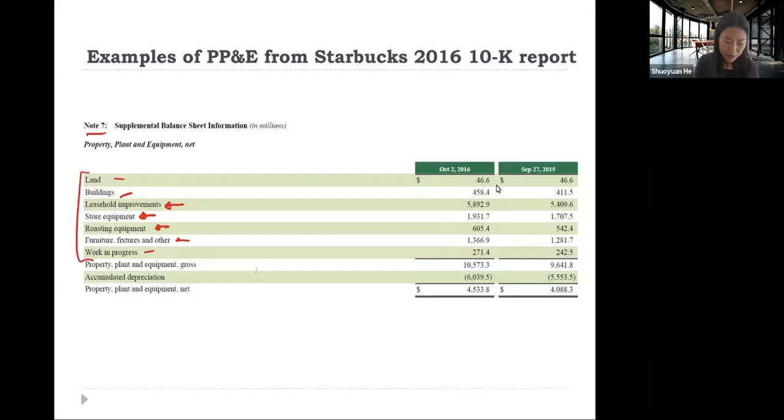All of those add up to PP&E gross. That is the gross value of its PP&E. However, the actual number disclosed on the Starbucks balance sheet for its PP&E is the net amount. The difference between the net amount and the gross amount is accumulated depreciation. So the gross PP&E minus accumulated depreciation is Starbucks' PP&E, the net amount. And this is the number which Starbucks put on its balance sheet.